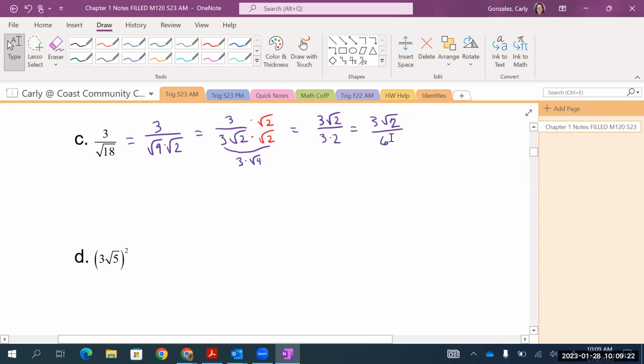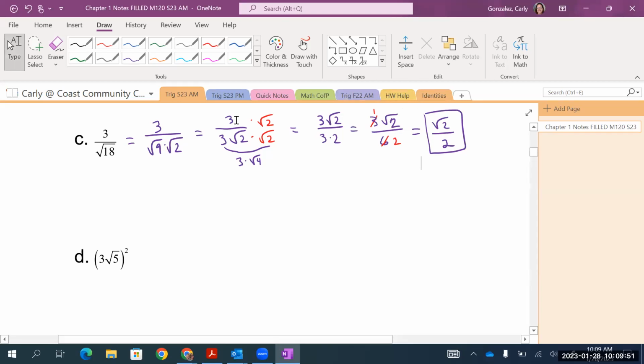So notice the 2 and the 6 cannot be reduced because the 2 is in the square root, the 6 is not. But the 3 and the 6 both are outside the square root, so I can reduce them both by 3. 3 divided by 3 is 1, 6 divided by 3 is 2. And the final answer for this problem is rad 2 over 2.